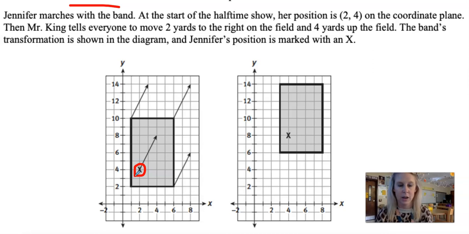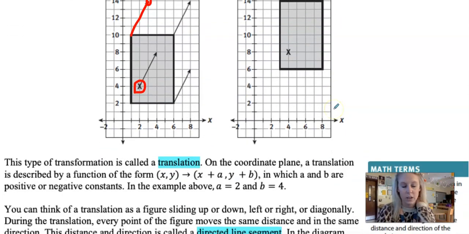Mr. King is going to tell everyone in the band to move 2 yards to the right on the field and then 4 yards up on the field. The band's transformation is shown in the diagram, and Jennifer's new position is marked with an X. So here was the band. These arrow notations tell us where they end up to get this new graph over here. This type of transformation is called a translation.